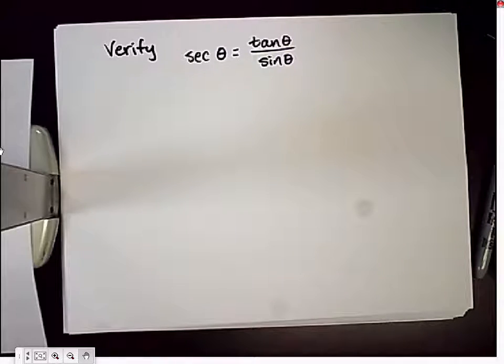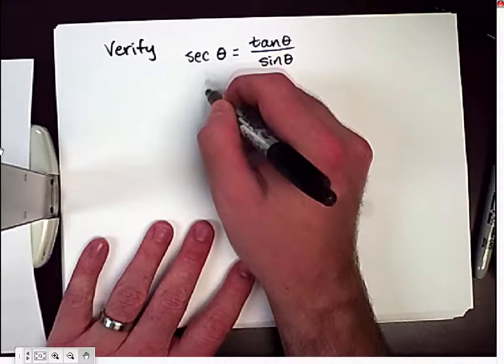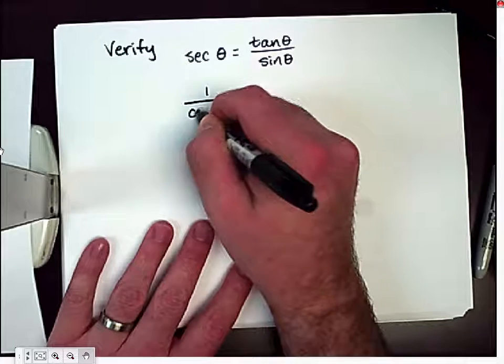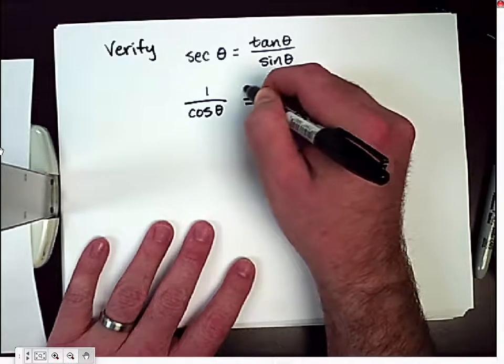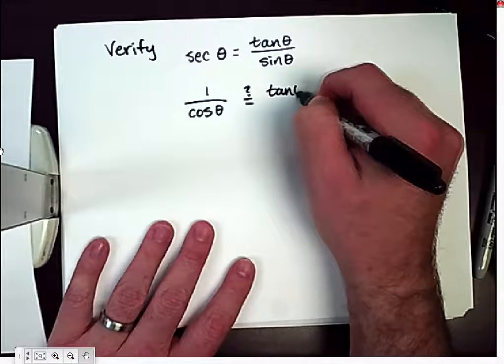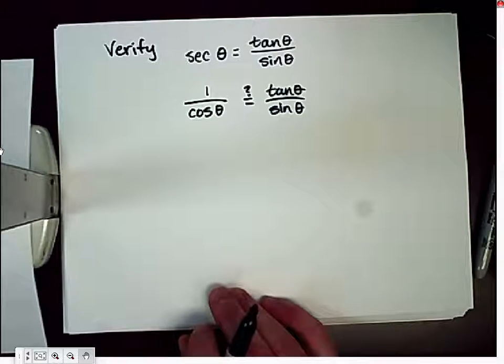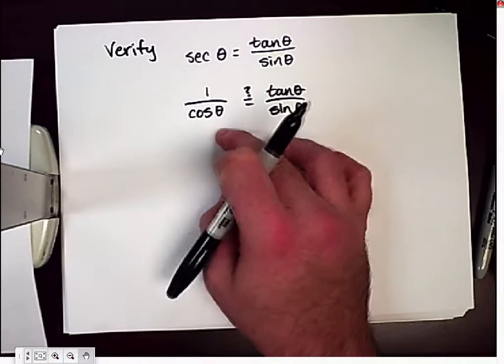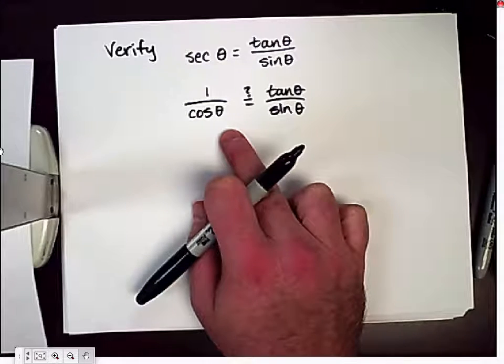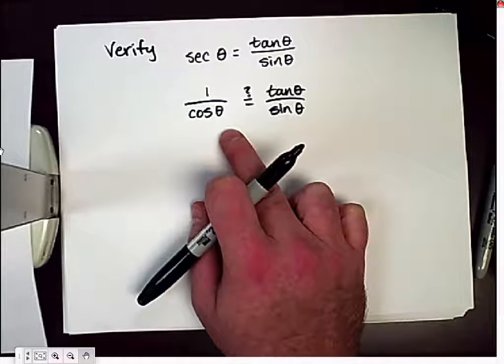Okay? So, we can only work on the left, right? So what's the only thing we can do with secant theta? What can we change that to be? 1 over cosine theta. Right. So we could make this 1 over cosine theta and say, does that equal tangent theta over sine theta? And we're stuck, right? Because we can't factor that, can't simplify the fraction, okay?